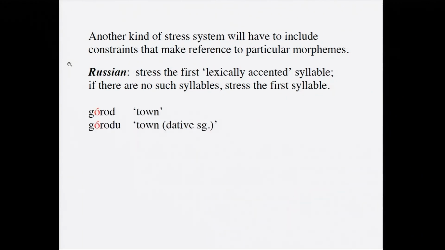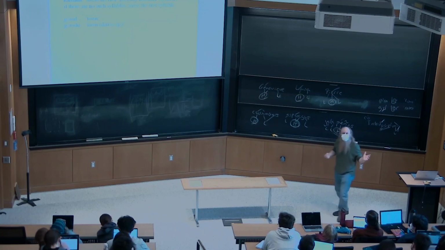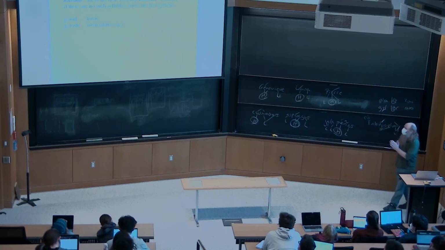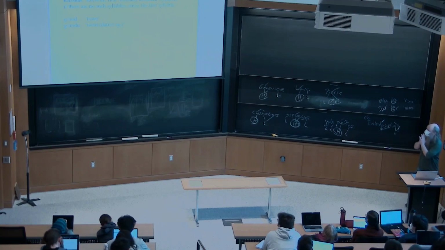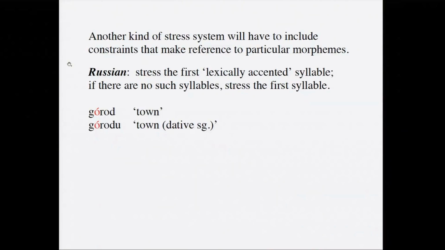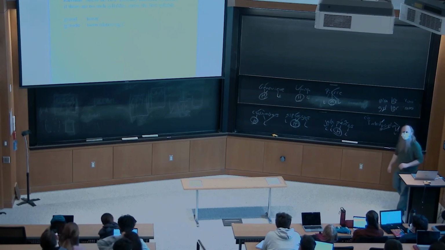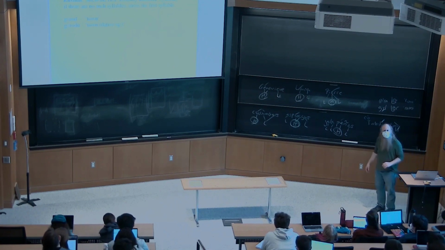The word for town, gorod, is an unaccented word, and that means that it has stress on the first syllable, because the rule is stress the first syllable if there aren't any lexically accented syllables. And the dative singular suffix u that's showing up for this class of nouns is also lexically unaccented, so it doesn't do anything to the stress. So gorod is the word for town, and gorodu is the dative singular, and again, don't worry about what dative singular means. It's a thing. It's a marker you can put on nouns.